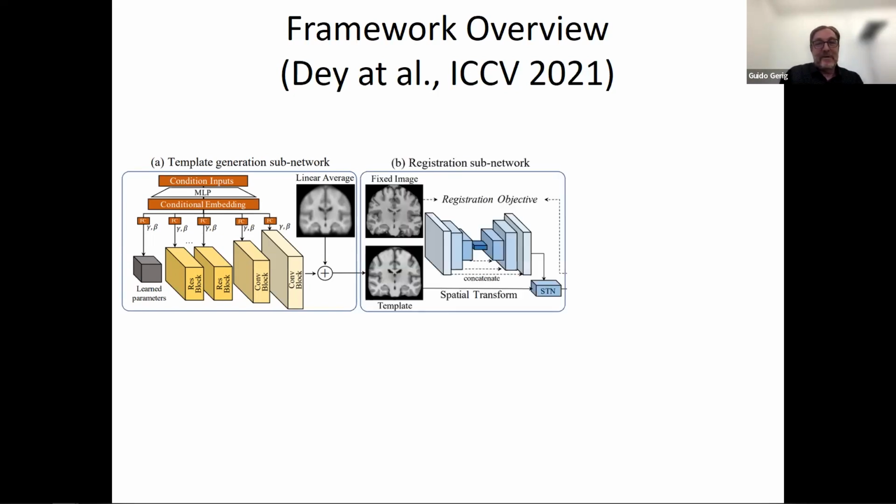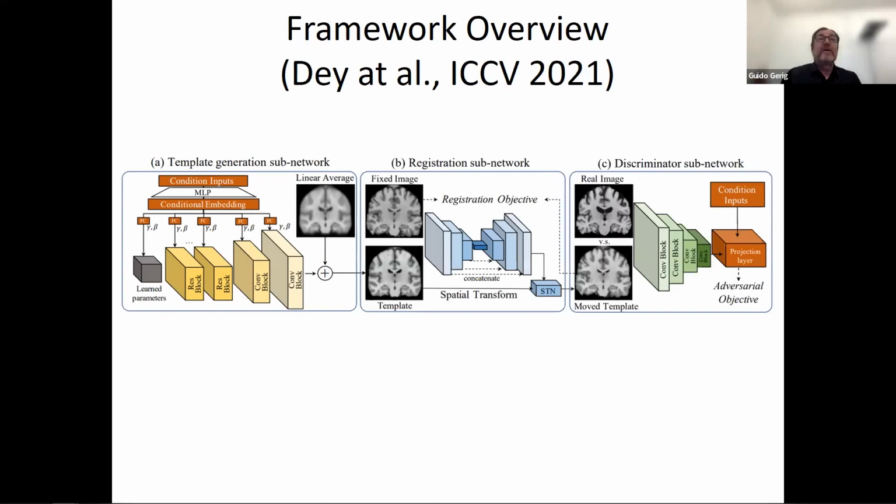So he developed this tool with Adrian's group at MIT and another student in our group. I don't want to go into all the details, template generation subnetwork, registration subnetwork. It's a deformable registration. Of course, you also have to minimize via the Jacobian. You have critical points which are invalid.